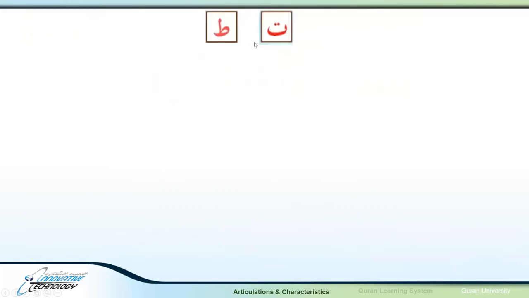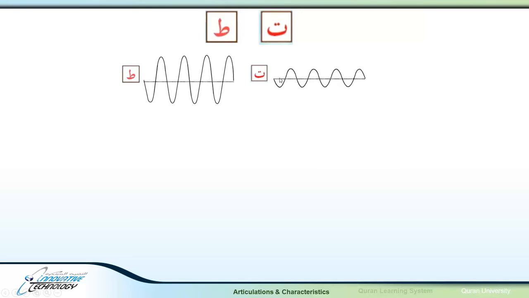Now, we can go back to our ta and ta comparison, and let's look at their waves. The ta sound wave looks like that, while the ta sound wave looks like this. And we conclude that the volume of the ta is higher because it has a higher amplitude, and hence we call the ta to have a prominent characteristic. While on the other hand, the ta has a smaller amplitude, and accordingly the volume is lower, so we give the ta the whispered characteristic.